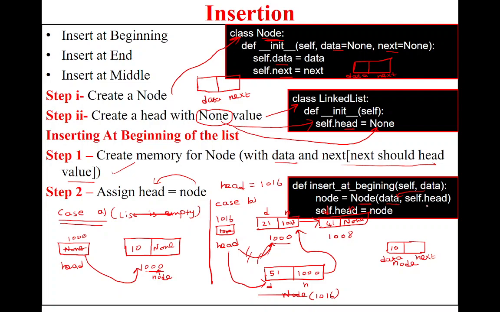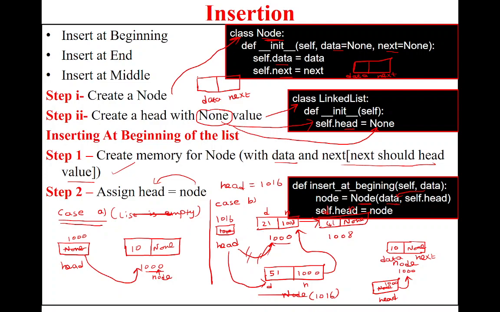Then we have self.head. What is self.head? Initially head is None, so None will be assigned in this case. Then we are giving the node to head. The node address may be 1000 and head is already None. Instead of None, it will be changed into 1000. So it will be linked like this. This is case A.